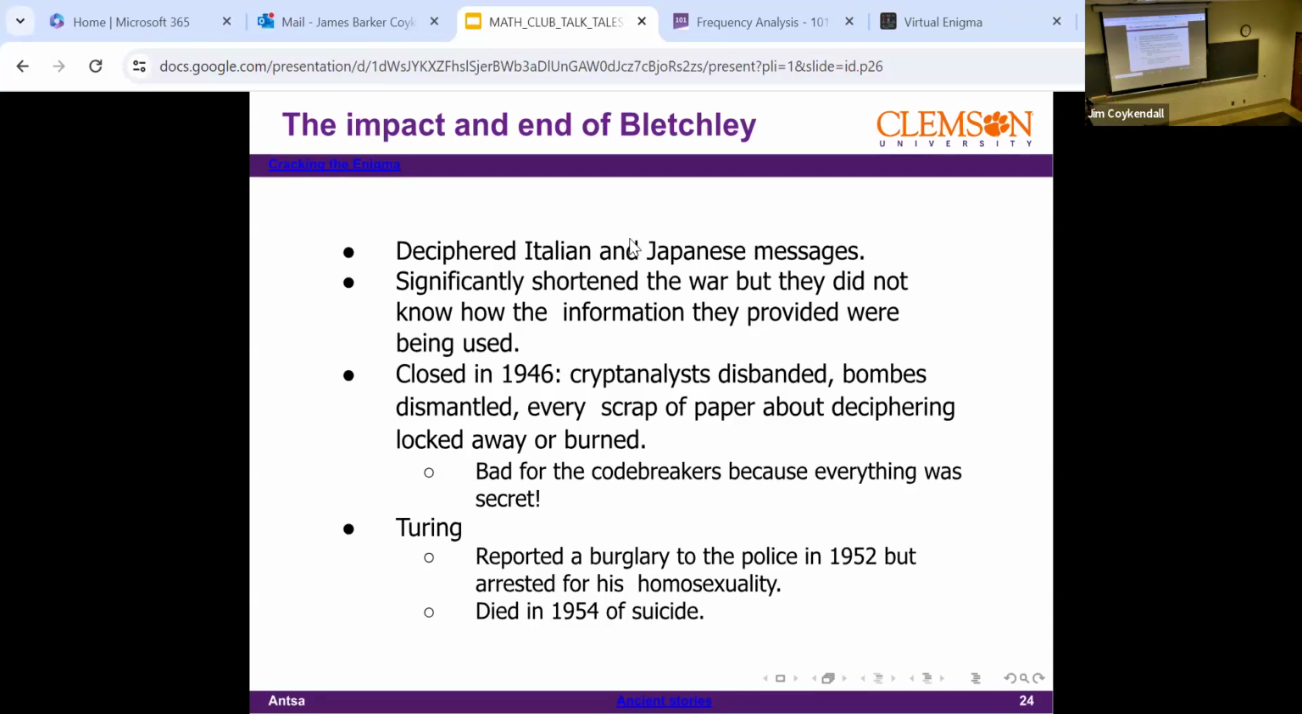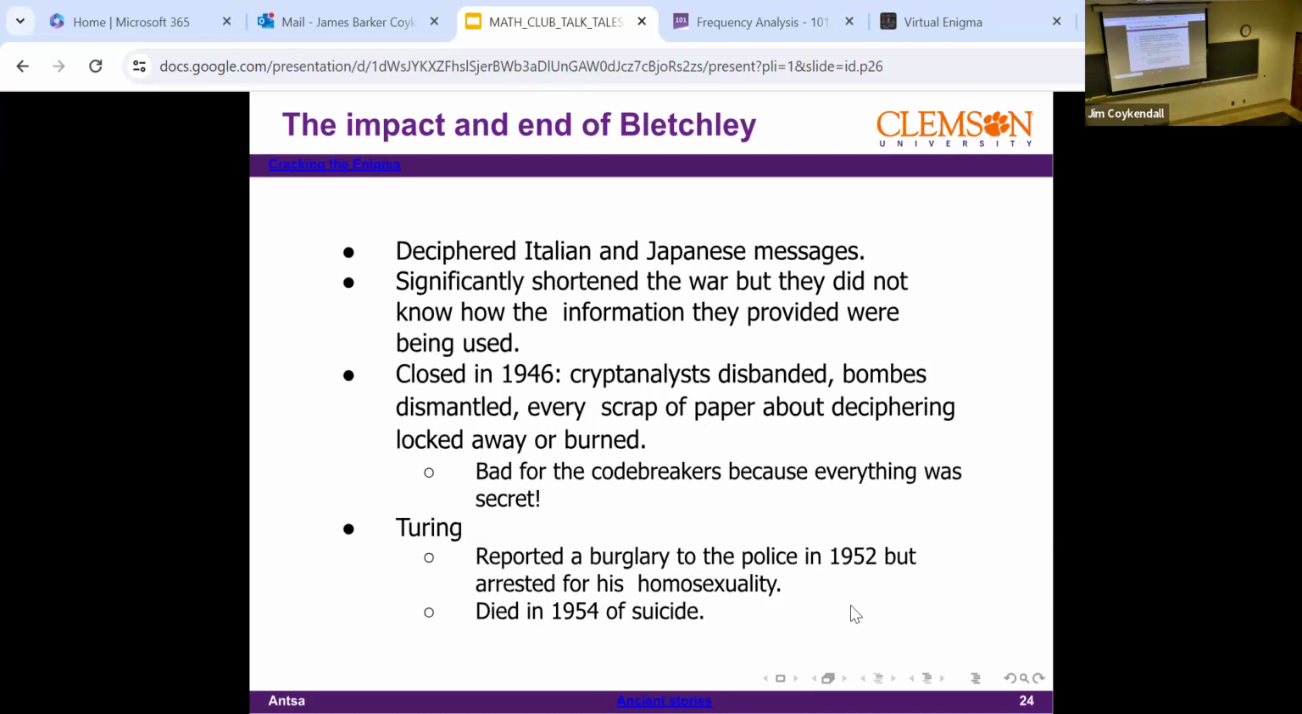They also deciphered Italian and Japanese messages. It significantly shortened the war, but those mathematicians, scientists, and linguists did not know how the information they provided was used. It was closed in 1946: the cryptanalysis unit was disbanded, the bombes were dismantled, and every scrap of paper about the ciphering was locked away or burned. So the war ended, but what about the code breakers? It was really bad for them because they were not allowed to say that they had been working on those things. They returned to their families and friends, who said, you didn't work for that many years, where have you been? It was really bad for them.